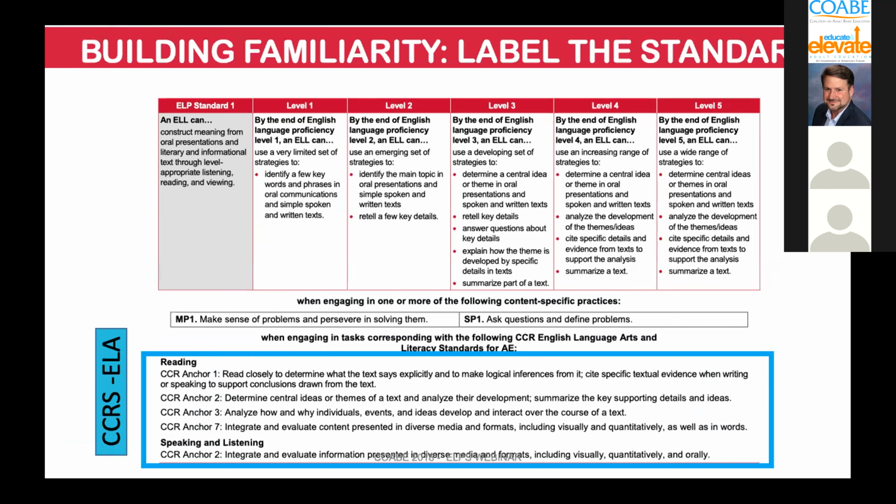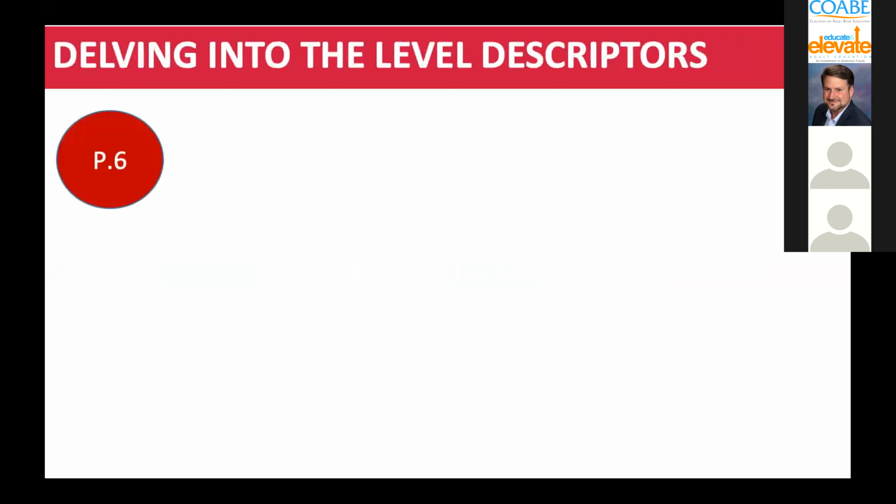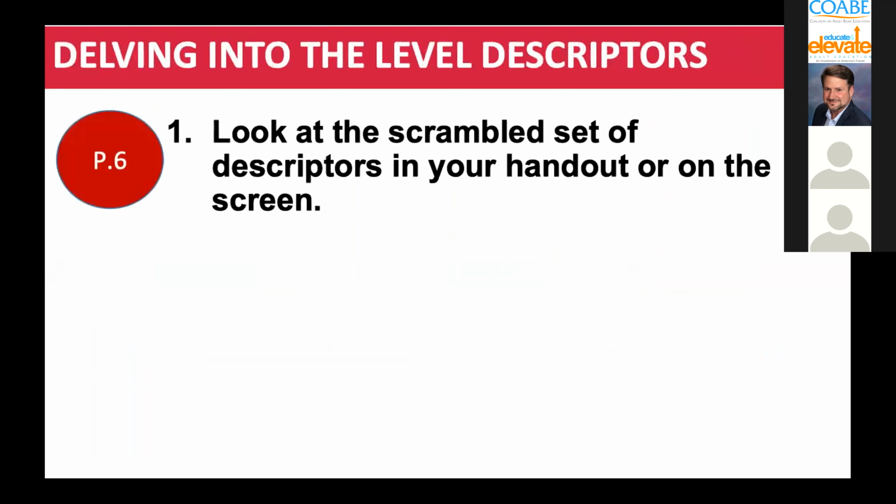For those of you that are familiar with the English Language Proficiency Standards, you will recognize that we're showing view 1. There is also a view 2, which is for content teachers, which starts with the CCR standards and then relates the ELPS standards that way. Right, but view 1 is complex enough, so we're just going to focus on that. Exactly. So now, if you have the handout, please look at page 6, and we're going to focus a little bit more detail on the level descriptors. Again, we're going to show everything on the screen, so you don't need the handout if you don't have it. But what you're going to see in a second on the screen is a scrambled set of descriptors.